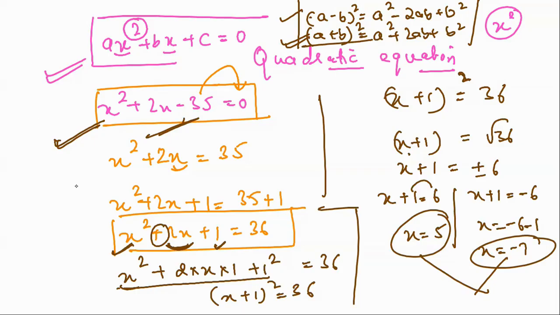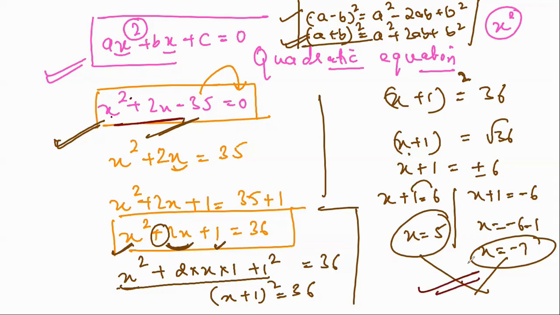Let's take an example. Suppose the first root is 5. If I put 5 here, 5 square is 25, plus 2 multiplied by 5, which is 10, minus 35. When you add these, it's 35, and 35 minus 35 is 0. It means our root is correct. If you put minus 7, then also you will get 0. So we are getting the correct roots.